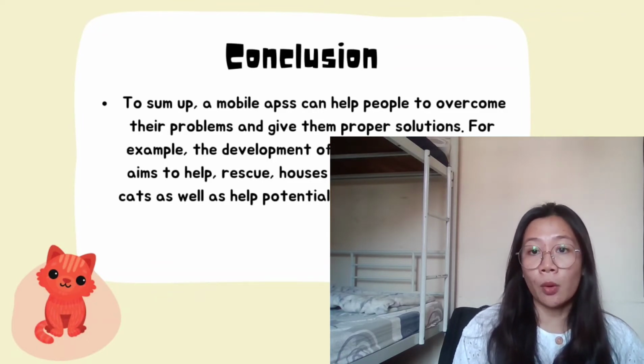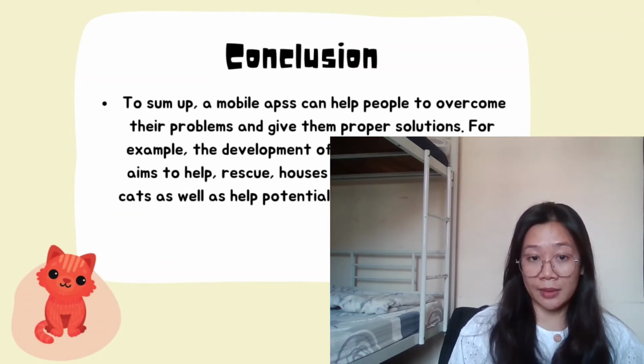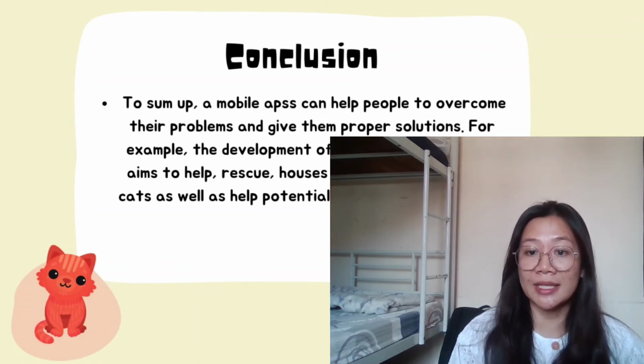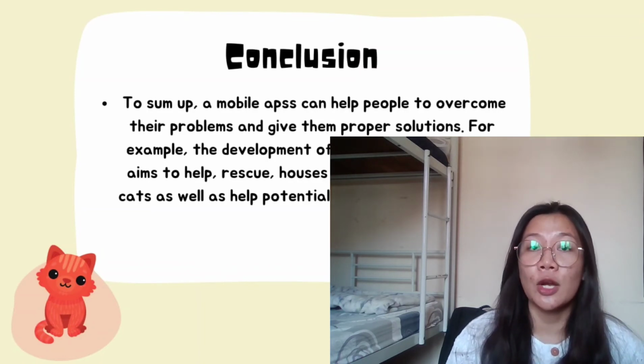To sum up, a mobile application can help people to overcome their problems and give them proper solutions. For example, the development of the Posy mobile app aims to help rescue houses and protect stray cats, as well as help potential adopters to find a pet.